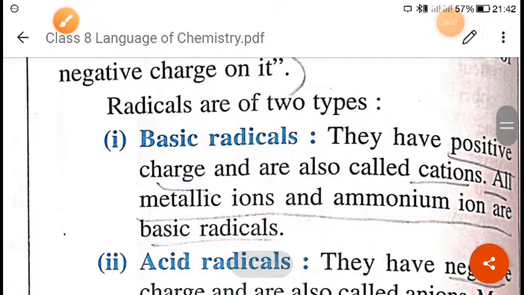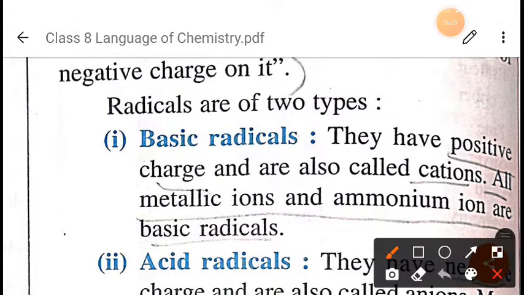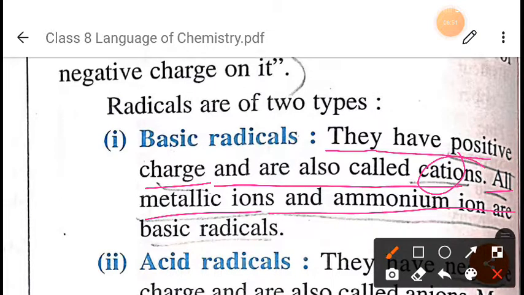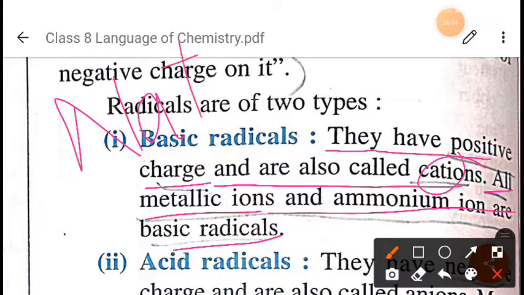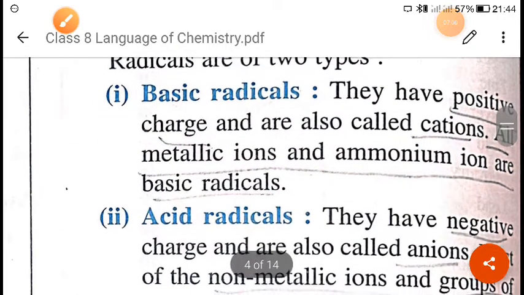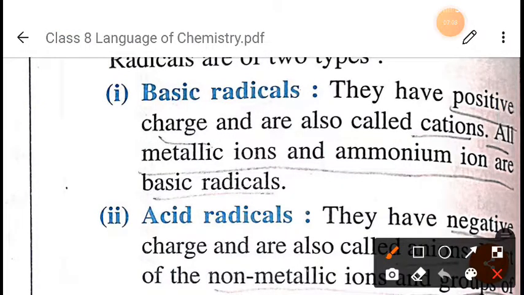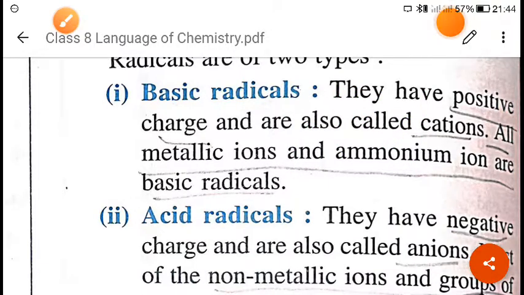There are two types: one is basic radical and one is acidic radical. So what is a basic radical? Basic radicals are those radicals which have a positive charge, and they are also called cations. All metallic ions and ammonium ions are basic radicals. All metallic ions means Na+, K+, Li+, like this. All metallic ions are basic radicals. And for example, the ammonium ion, NH4+. These are all basic radicals.